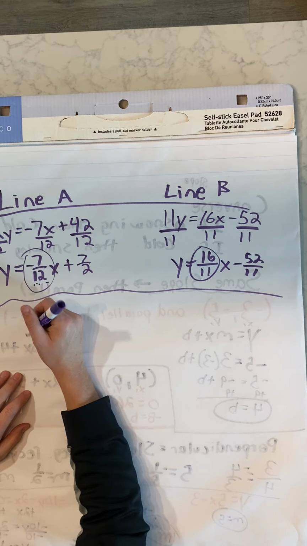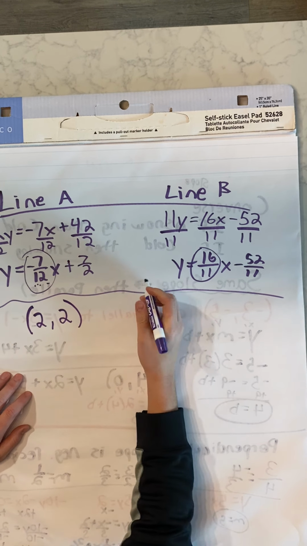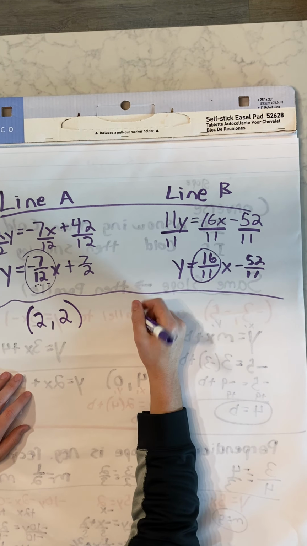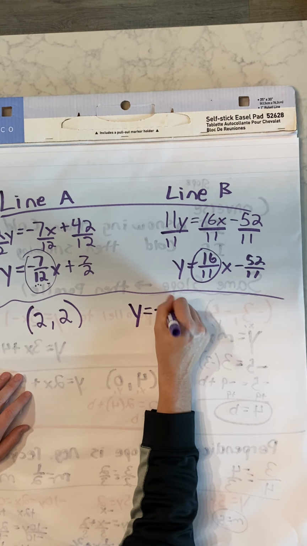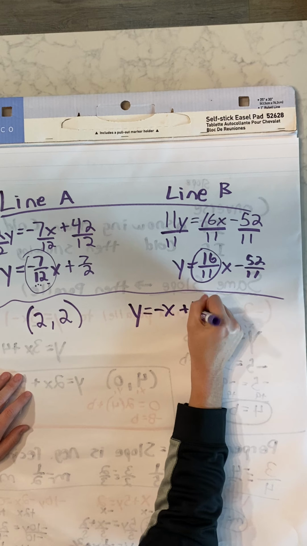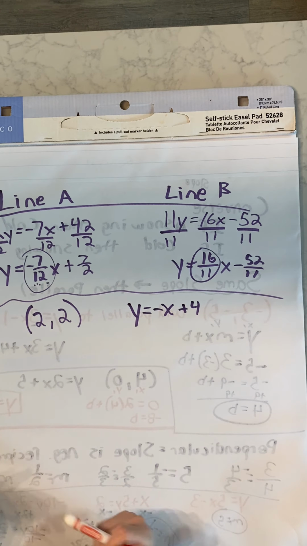Write a parallel line that crosses through the point 2, 2 and is parallel with y equals negative x plus 4. Parallel, so it's going to have the same slope. Well, what is the slope here? Negative 1, because it's negative x, it would be like negative 1.